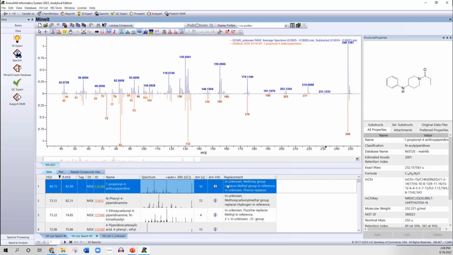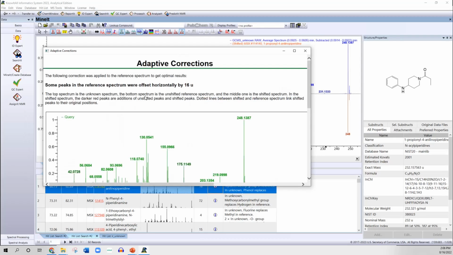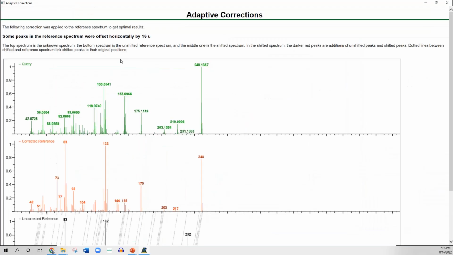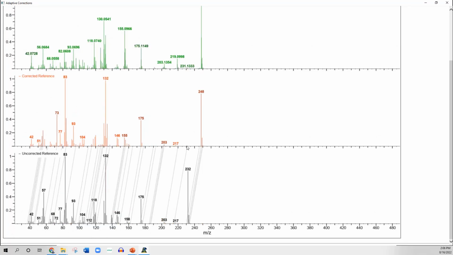If you want to understand how this reference spectrum was generated for the adaptive search, you can go to the delta M info to get a picture of what's happening. It tells you it's been shifted by 16. The top is the unknown, and the bottom is the reference spectrum of that amide that had a molecular weight of 232. To get the spectrum to search, what the software does is shift all the ions that are appropriately shifted by 16 from, for example, 232 to 248, and shows them with a dotted line.